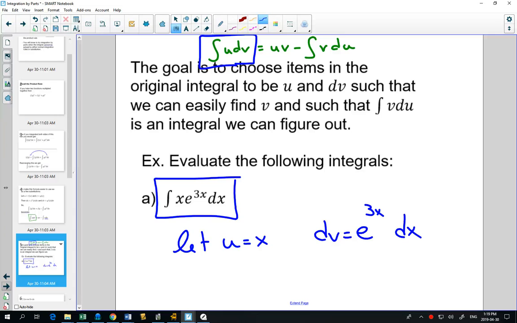First of all, can you see that I have covered everything inside of the function with that substitution? Then we could take the derivative of this one. What's the derivative of x? Would just be 1. Are you okay if I write du equals dx? On the right-hand side, if I wanted to find v, I would have to integrate, work backwards from dv. How do I integrate e to the 3x?